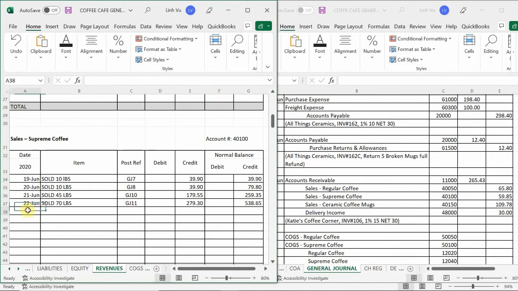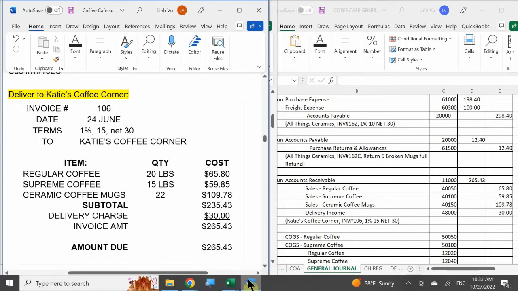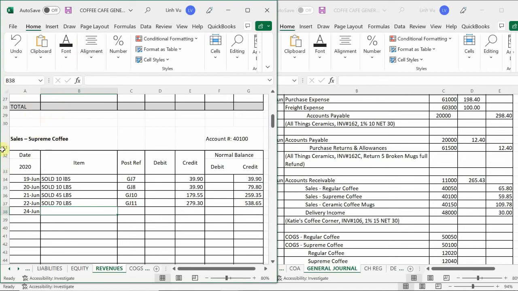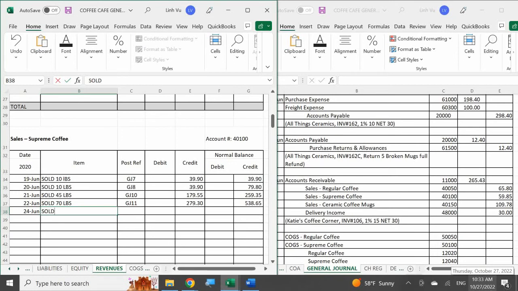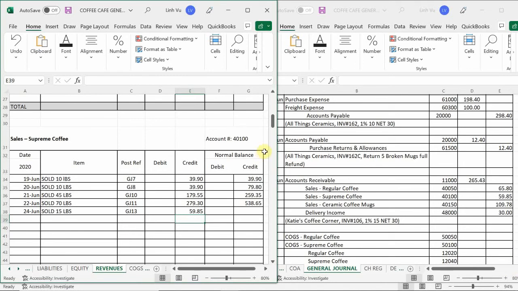And then how many pounds of the Supreme coffee did we sell? Was it 10 pounds? I think it was 15. Yeah, 15. And that came up to 59.85. And that comes up to 598.50. Okay, 590.50. Good.